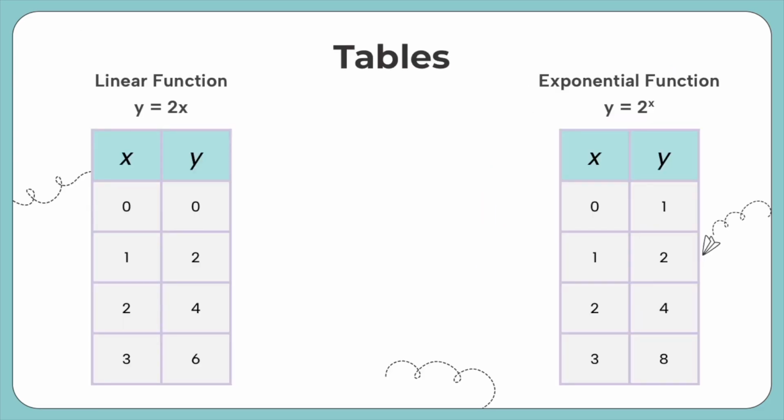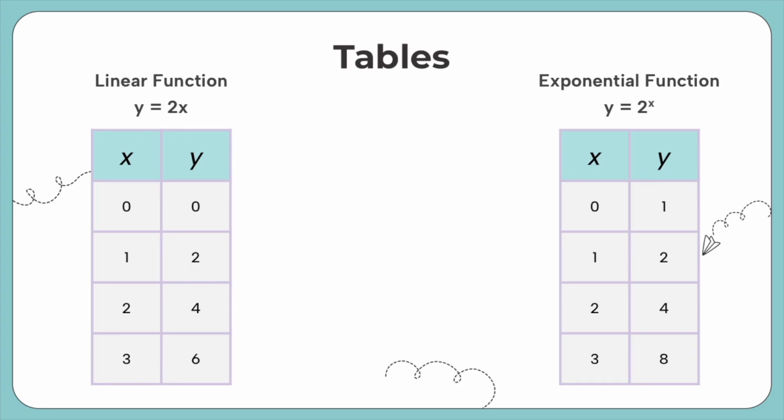So here, when comparing linear functions and exponential functions in a table, we can see we've got y equals 2x, which is our linear function, and y equals 2 to the x as our exponential function. We're going to substitute in like we always do. So 2 times 0 would give us 0 on the linear, 2 times 1 is 2, 2 times 2 is 4, 2 times 3 is 6.